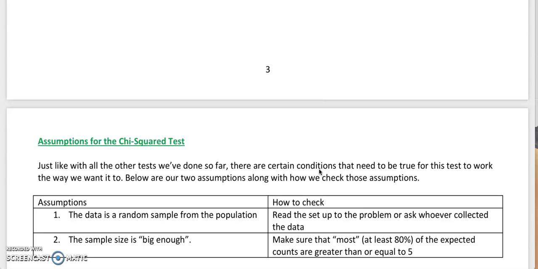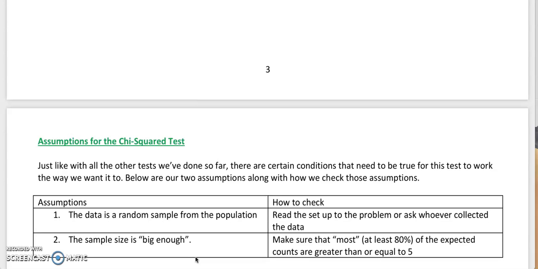Our conditions for the chi-squared test are that our data is a random sample from the population. We've had this condition for every single test we've done. And then, similar to the tests for population proportions, we need to make sure that our sample size is big enough. That's fairly vague. When we talked about questions related to population proportions from notes 13, we said that big enough had to do with our sample size times our sample proportion times 1 minus our sample proportion being bigger than or equal to 10.